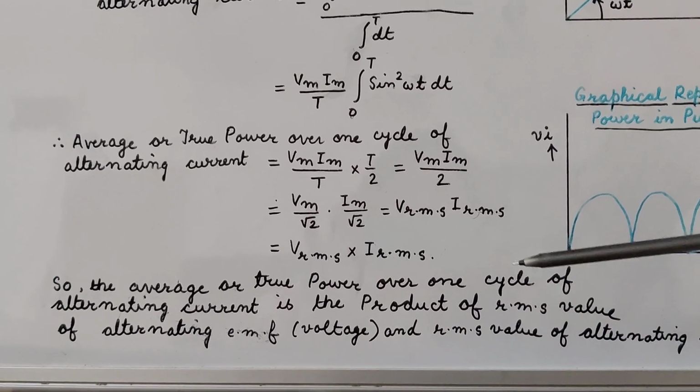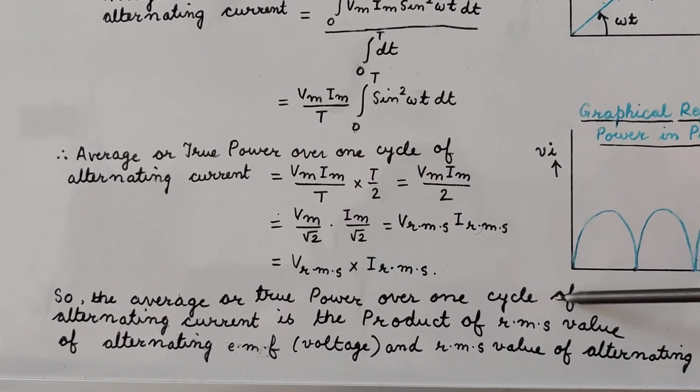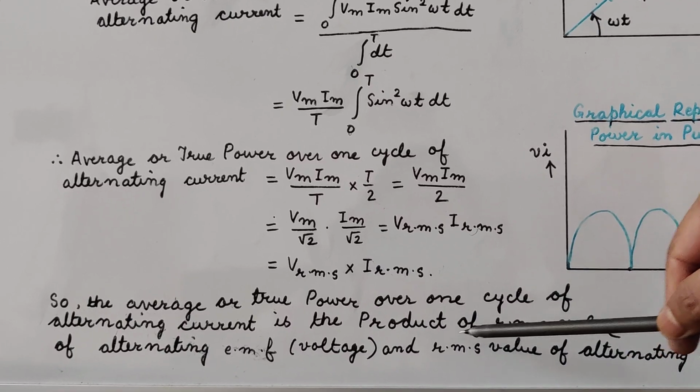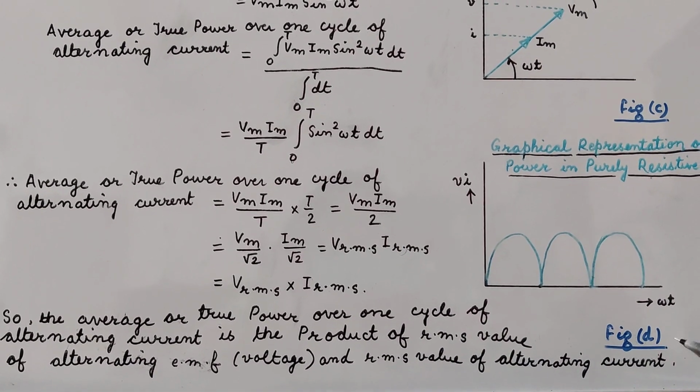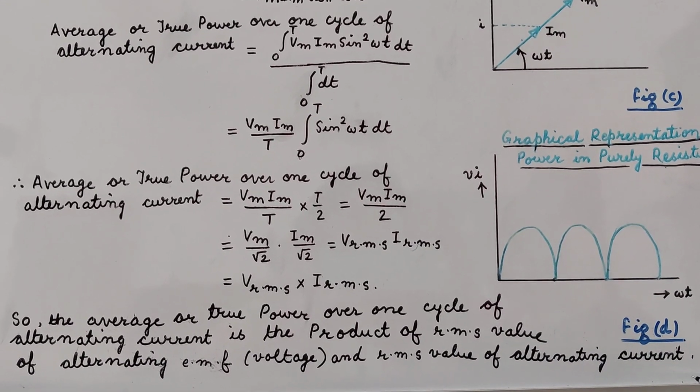So the average power or true power over one cycle of the alternating current is the product of the RMS value of the alternating EMF and the RMS value of the alternating current.